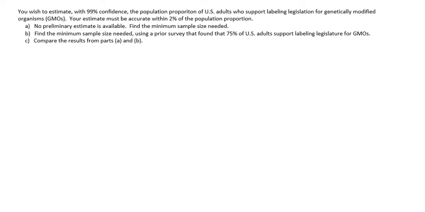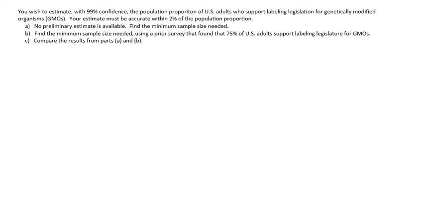You wish to estimate, with 99% confidence, the population proportion of U.S. adults who support labeling legislation for genetically modified organisms, or GMOs. Your estimate must be accurate within 2% of the population proportion. Part A. No preliminary estimate is available. Find the minimum sample size needed.